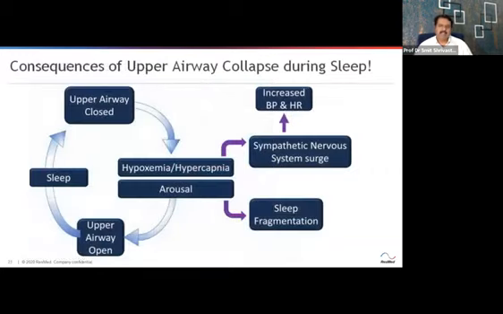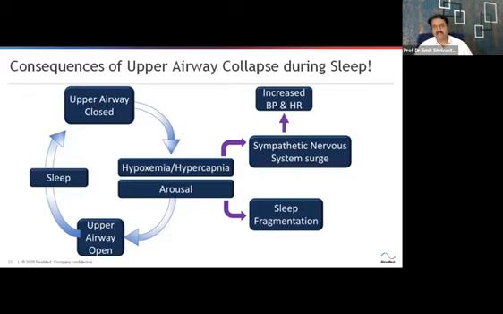And what happens here is the airway gets closed. It results in hypoxemia. It results in retention of carbon dioxide. It results in slight arousal. It opens up the airways. The person again goes into deep sleep. Again, the airway gets closed as the person goes into deep sleep, and the cycle repeats.